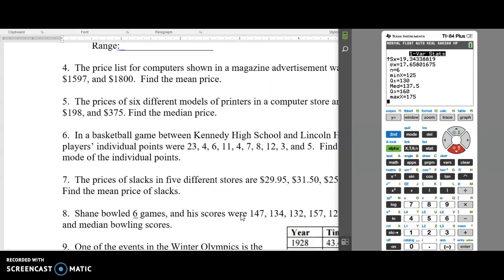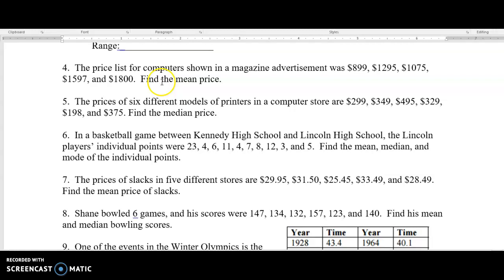All right. Another way they're going to give you information is if you are just reading a description of them. So these 4 through 8, just give it to you in words, the price list for computers shown in a magazine advertisement, and then they list those prices. Don't forget the number behind the "and." It's really easy to miss something, so just be careful.